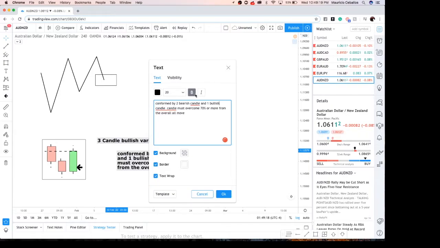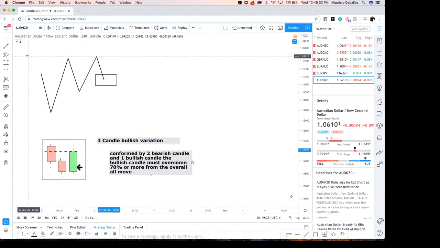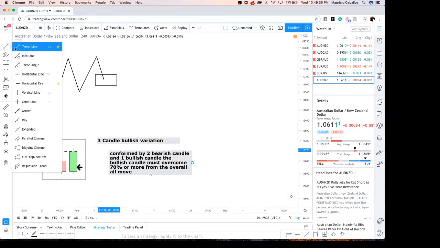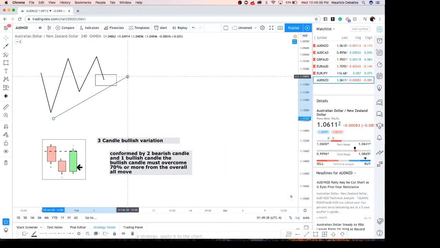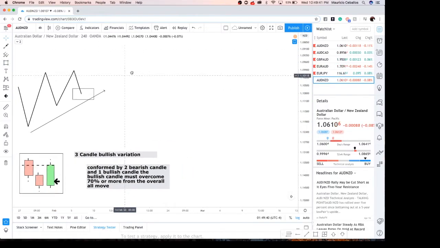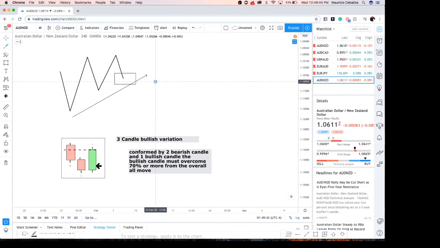So conformed by 2 bearish candles and 1 bullish candle. The bullish candle must overcome 70% or more from the overall move. Okay, and as far as this, we are looking for an overall uptrend. So we look for this pattern when the market's going up. So we're going to tend to look for these in our market structure when it comes to our higher lows. Okay, that's going to be the areas where we're going to start looking for them, in these areas. It's going to help us understand for how much longer this trade can maintain, for how much longer we can continue with this movement within the market.